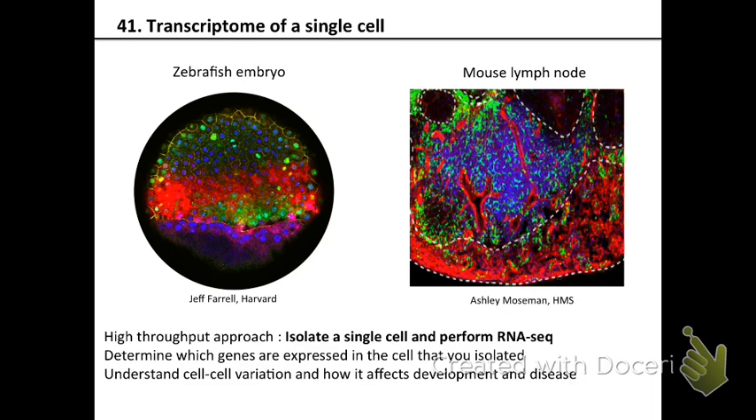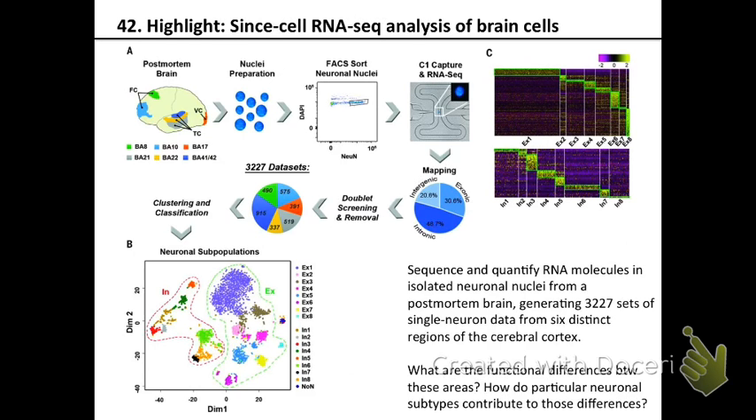All right, another approach is you say, okay, I want to know the expression of genes in single cells. So what you can do is you can isolate single cells and do RNA-seq in each one of them. Okay? And that's called single-cell RNA-seq. Essentially the same molecular biology, but you isolate the cells. And people have done this.